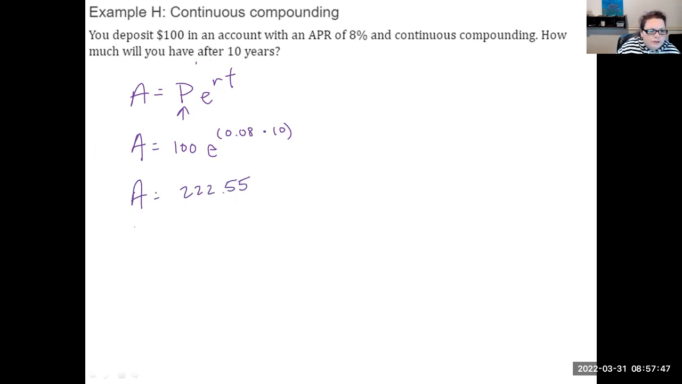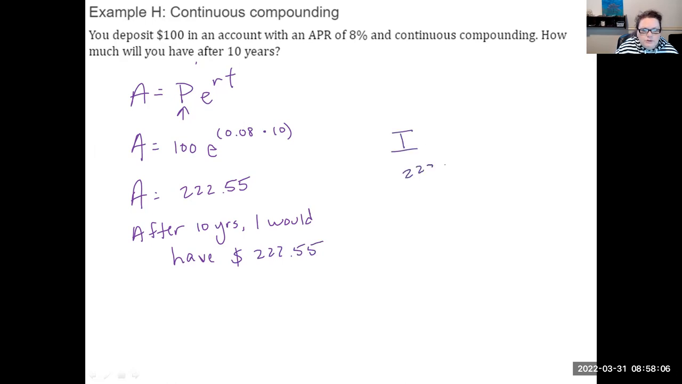How much would you have after 10 years? After 10 years, I would have $222.55. So how much interest is that with continuous compounding? The interest is just the 222.55 minus the initial investment of $100. So that would be $122.55 from continuous compounding in interest. Okay.